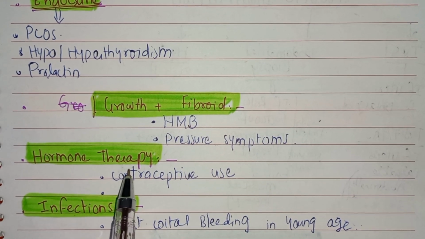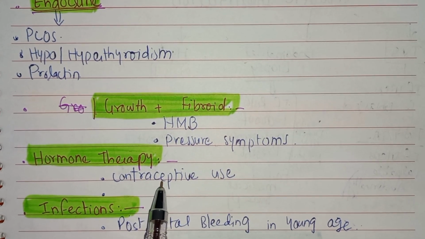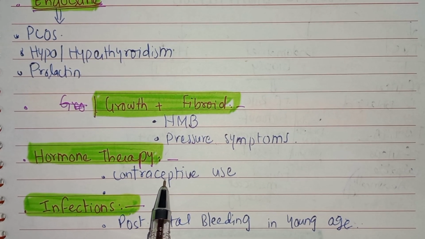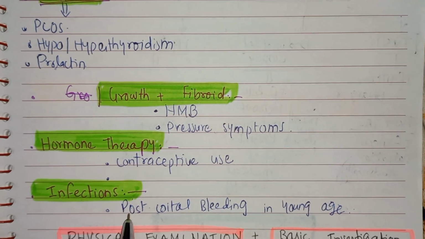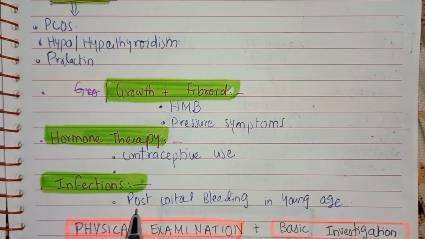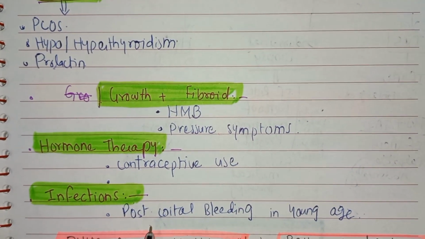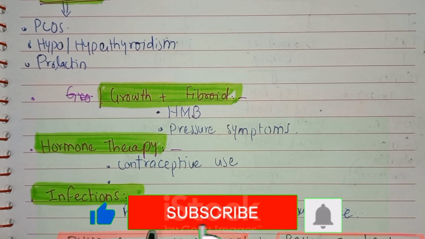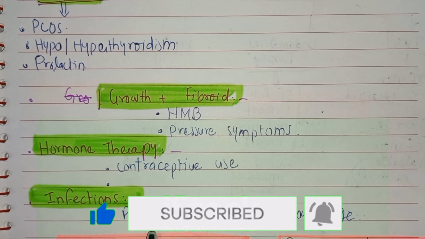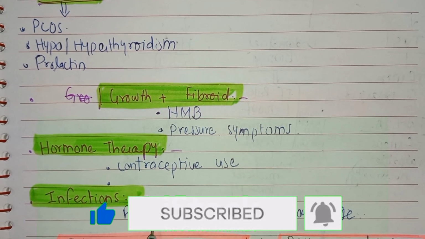H stands for hormone therapy, whether she is using any contraception or not. And I stands for infections. Infection is the most common cause of postcoital bleeding in young age. This was about history taking in a patient who presents with bleeding irregularities. In our next video we will discuss examination and management.